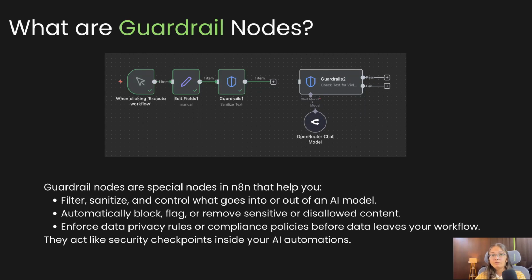n8n just dropped something massive. Native Guardrails nodes, and trust me, this is a game changer. These new nodes let you protect sensitive data before it's sent to an AI model, and audit AI outputs before they go anywhere else in your workflow. Meaning you can automatically block, sanitize, or flag anything risky, all while keeping your automation safe and compliant.